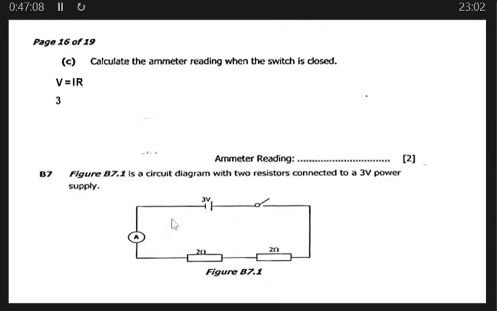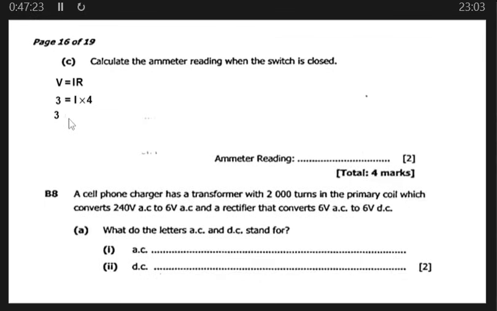So voltage is 3, substituting it there, is equal to current, which we don't know, times resistance. We have already found the total resistance, which is 4. So 3 equals 4I. Then we divide by 4. Dividing by 4, the 4 cancels, remaining with I. Then 3 divided by 4 is 0.75. So this will be the current read by the ammeter, 0.75.